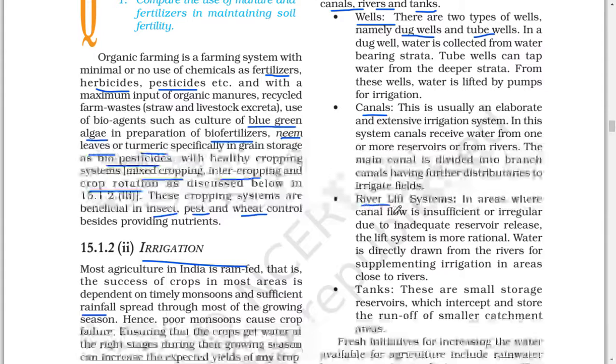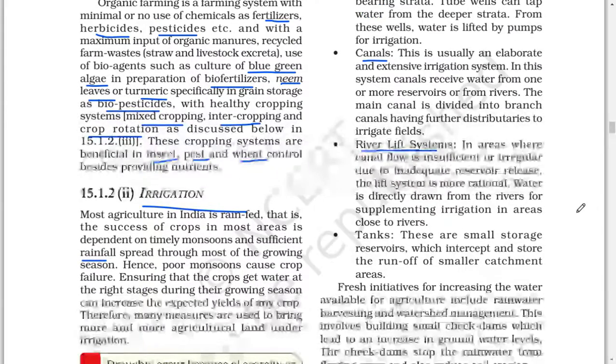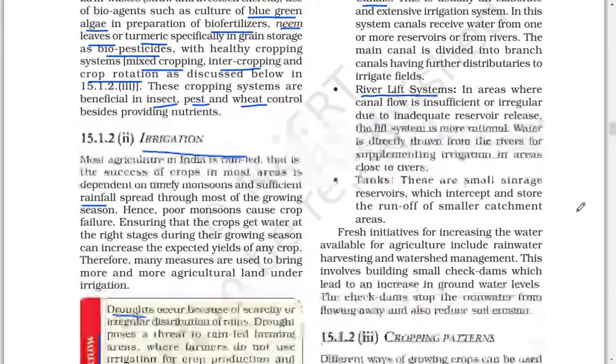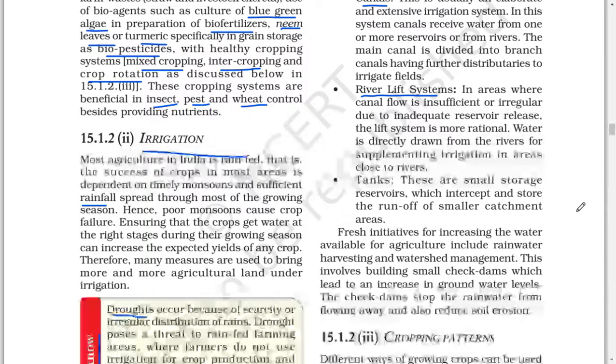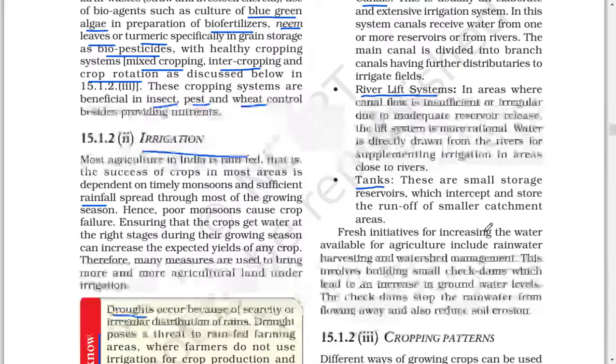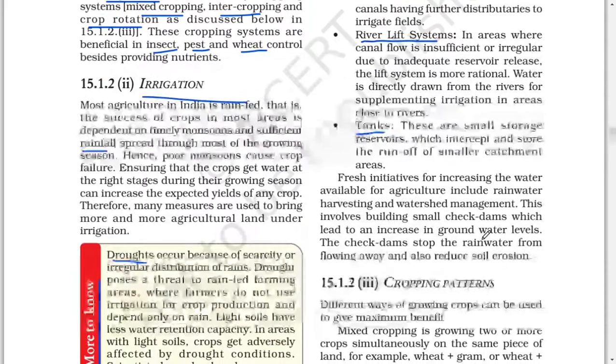River lift system. In areas where canal flow is insufficient or irregular due to inadequate reservoir release, the lift system is more rational. Water is directly drawn from the river for supplementing irrigation in areas close to the river. Tanks. There is a small storage reservoir which intercepts and stores the runoff of smaller catchment areas.